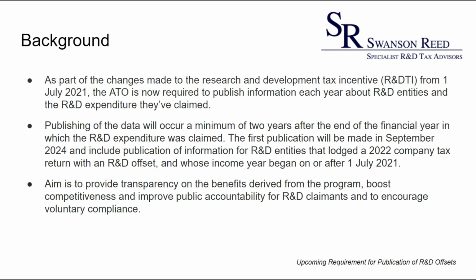The first publication will take place in September 2024 and include publication of information for R&D entities that lodged a 2022 company tax return with an R&D offset and whose income year began on or after the 1st of July 2021. The rationale for this change was to provide transparency on the benefits derived by the company's R&D tax incentive. The ATO also noted in their publications that the measure will encourage voluntary compliance within the R&D program.